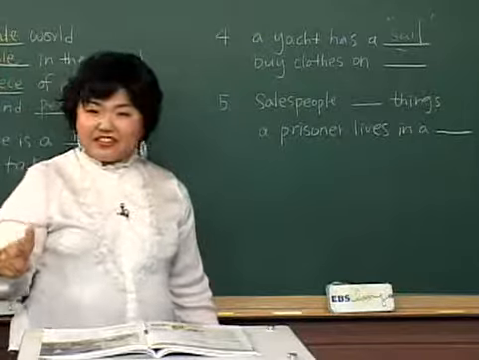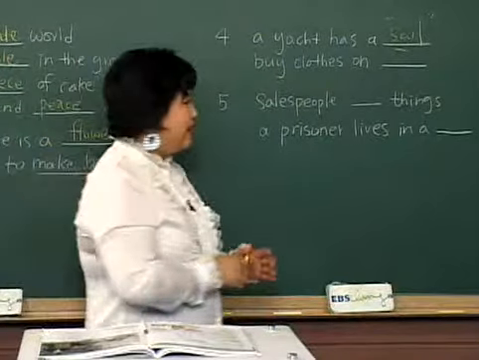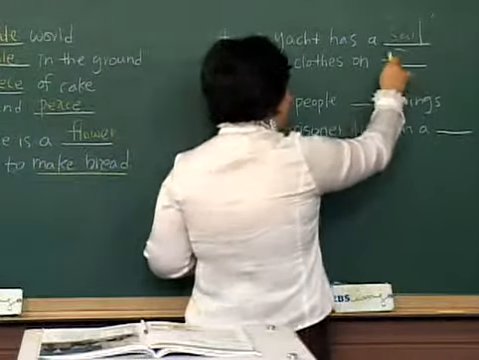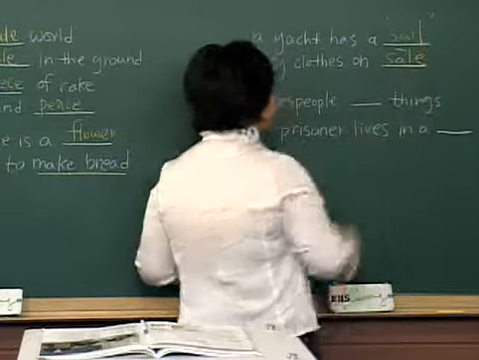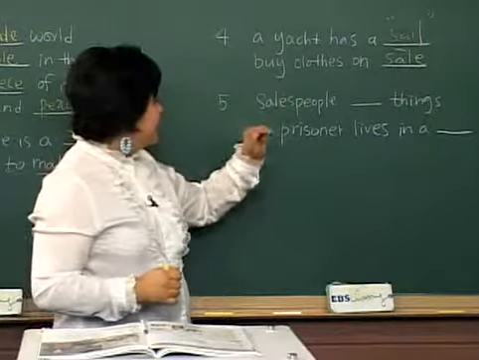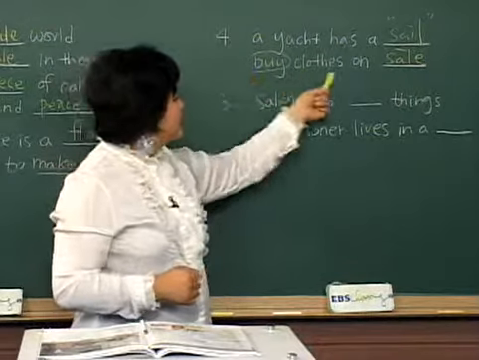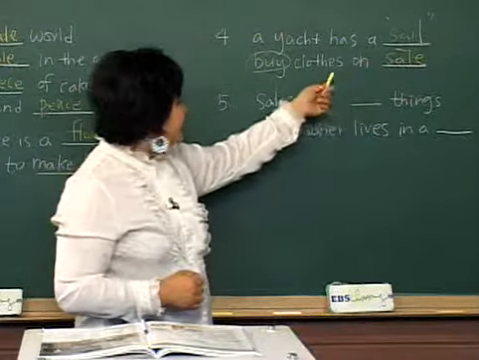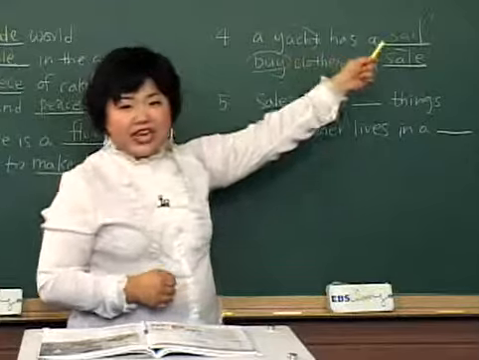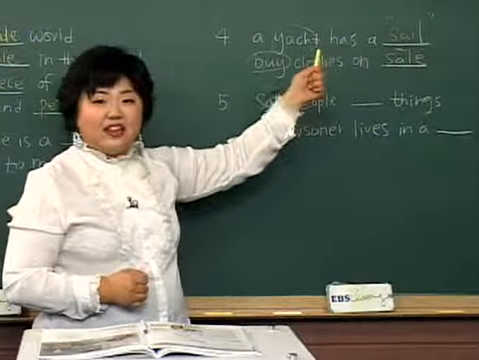S-A-L-E, sale. Same sounds but different spelling. So buy clothes on sale. So sale and sell. Something related to buying is sale, S-A-L-E. Something related to yacht is sail, S-A-I-L, okay?